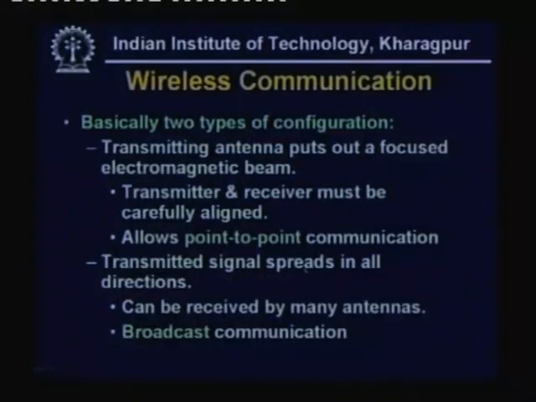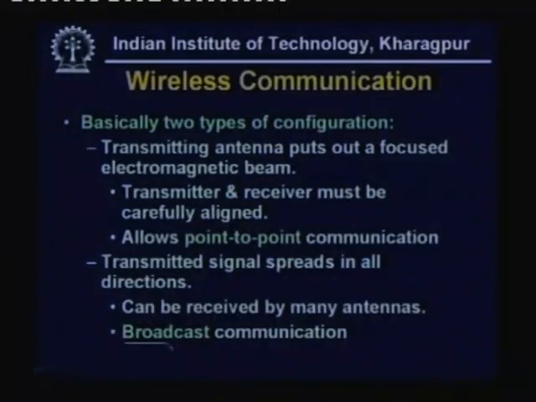Second possible configuration is the transmitted signal spreads out in all direction. So in such a situation, whenever the signal spreads out in all possible direction, the signal can be picked up by many receivers with the help of antennas. So the signal can be received by many antennas. So this is called broadcast communication. So as we shall see, we have got two basic configurations, point to point and broadcast. So there are various ways of doing it, as we shall see.